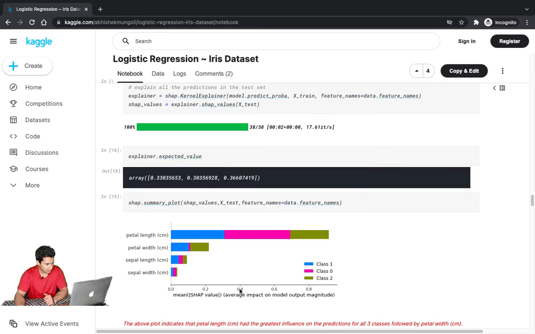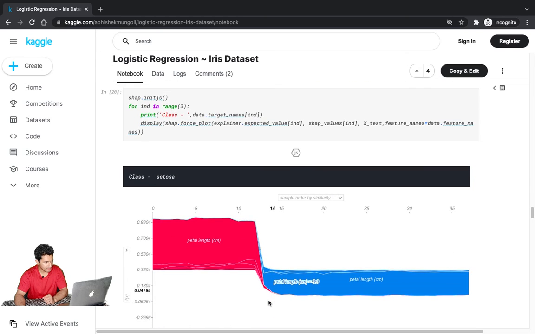So if we see the summary plot, we can see that the most contributing feature for this classification problem, that is classifying the observation as Setosa, Versicolor or Virginica, the most contributing feature is petal length, followed by petal width, sepal length and sepal width. This is the first explanation we got, that which feature is the most important feature, and we got it by looking at the feature and how much it's contributing to the mean of Shapley values.